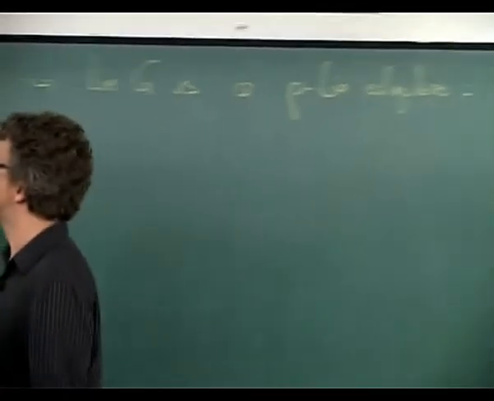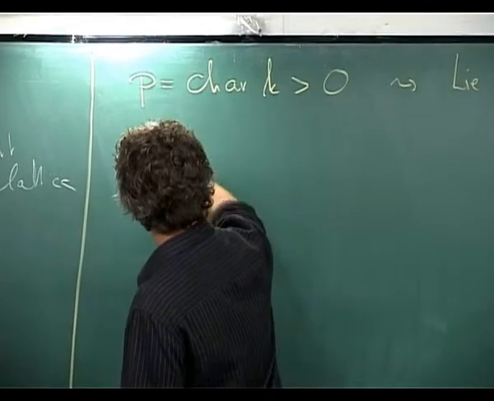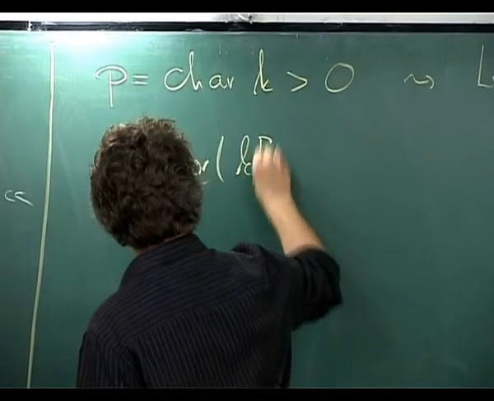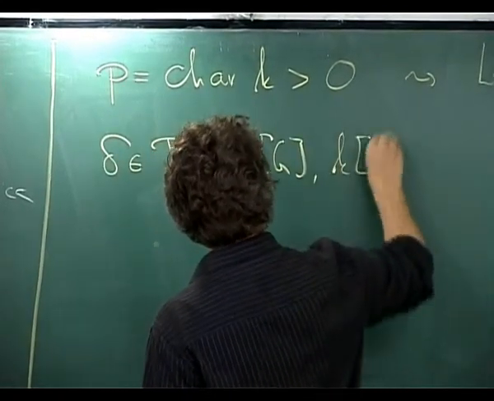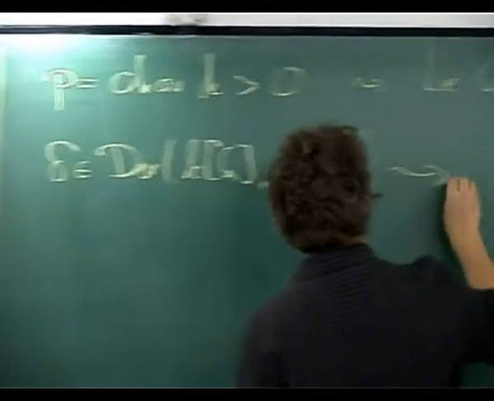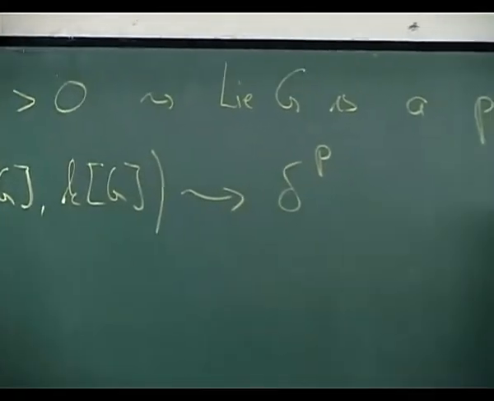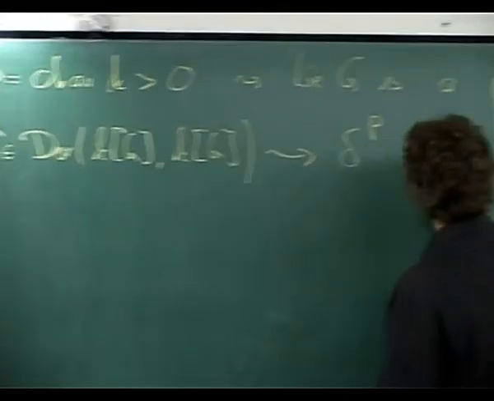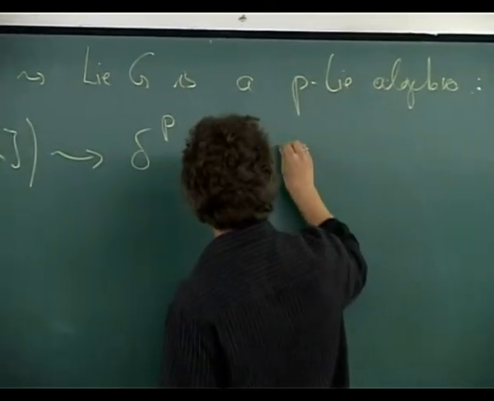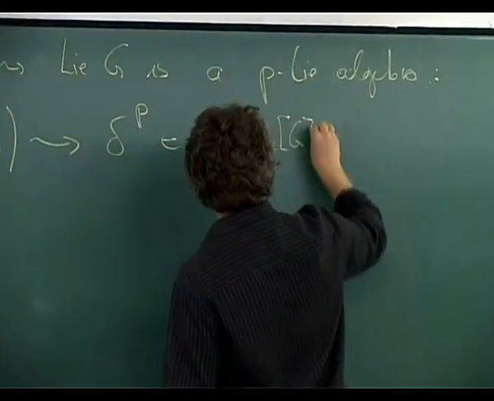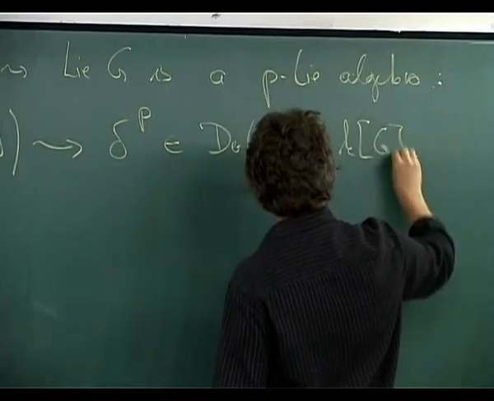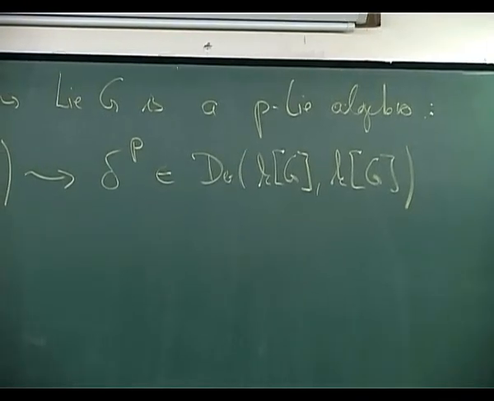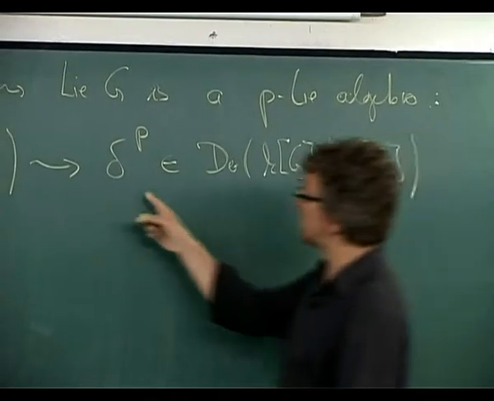If delta is a derivation, then delta to the p, and this is just the pth power of delta considered as an endomorphism, this is a derivation as well. I mean, this is an easy exercise. Again, it's kind of the peculiarities of the Frobenius map in characteristic p. So the Lie algebra comes with a pth power map.